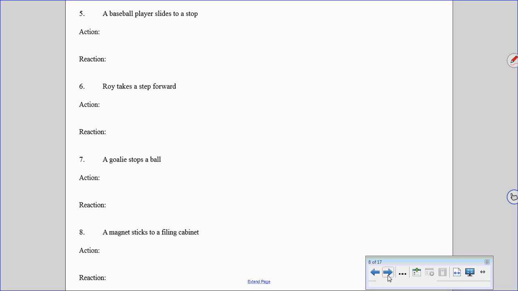Pushing the ground backwards, right? You're using friction, right? That's why they make shoes rubber, so they grip the ground, right? So you push the ground backwards, the ground pushes you forwards. Okay? When you jump, what are you doing? Pushing the earth down, and the earth pushes you up. Okay? Questions? All right, so that's the third law.